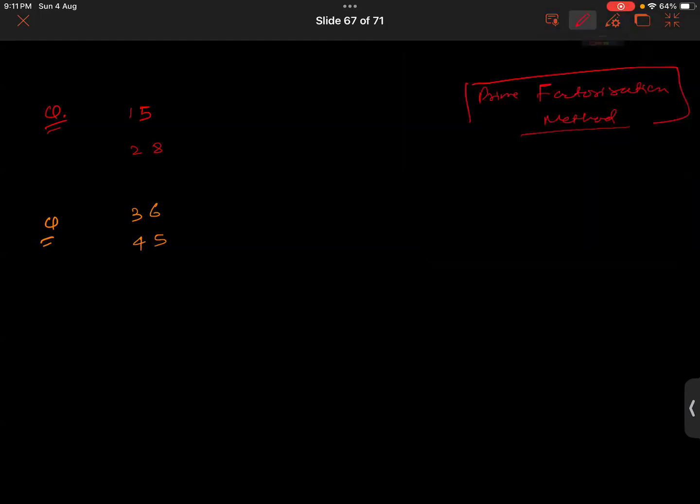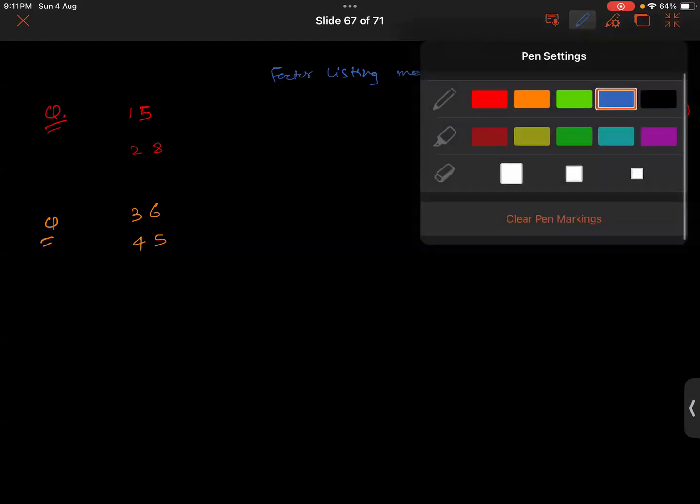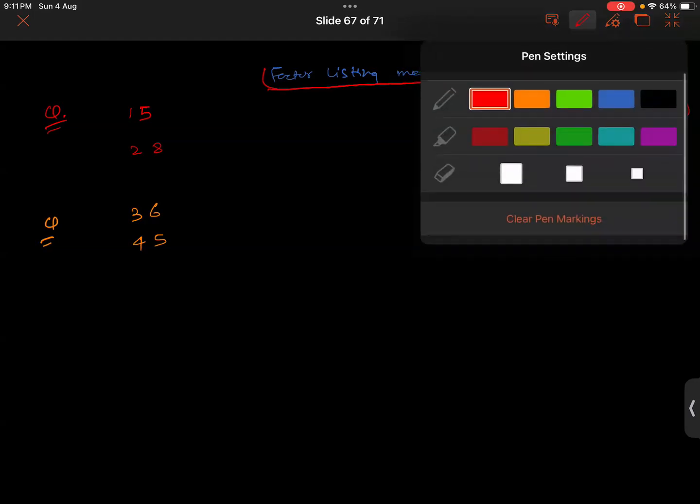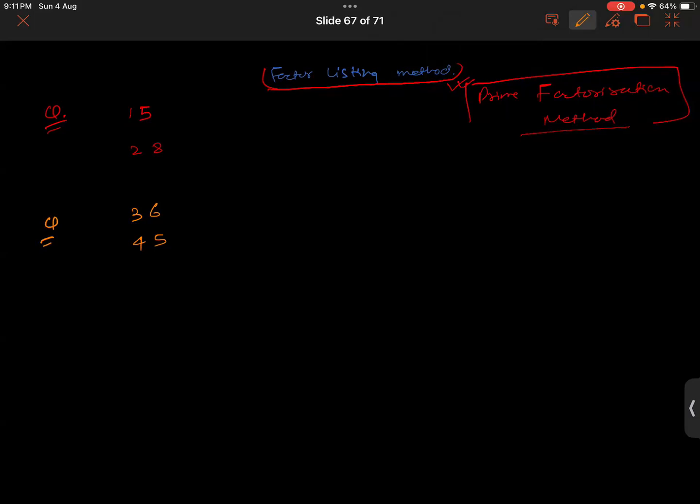Okay. Do one thing. For the first question, if you guys are unable to get your answer using the prime factorization method, you can use the factor listing method also, where you will list down all the factors. So use the factor listing method also for this. For the first question, use the factor listing method also, guys. Sumaya, you also use the factor listing method. Sir, got the answer. Okay, answer in the chat box.